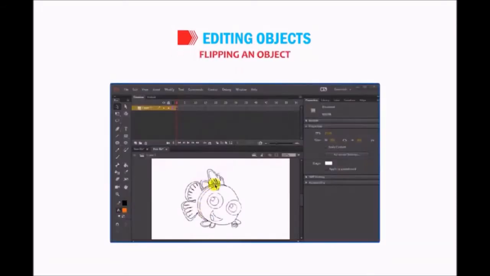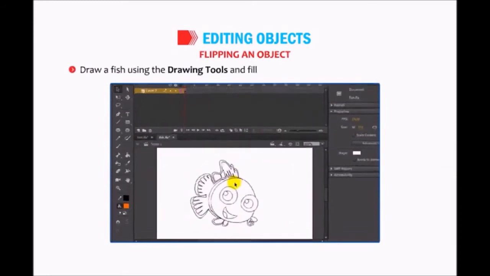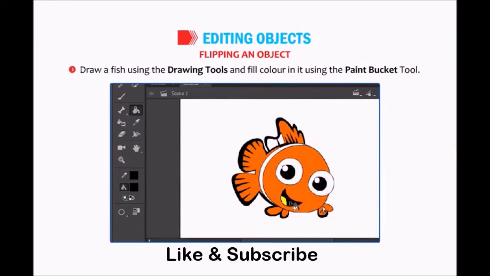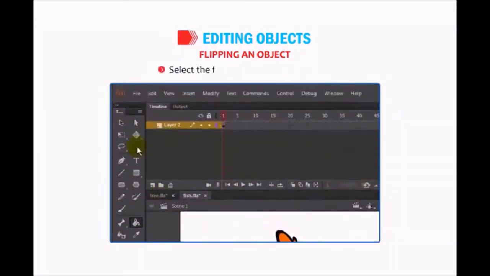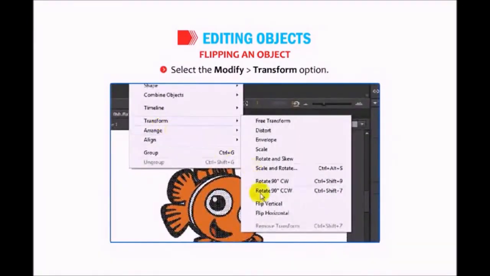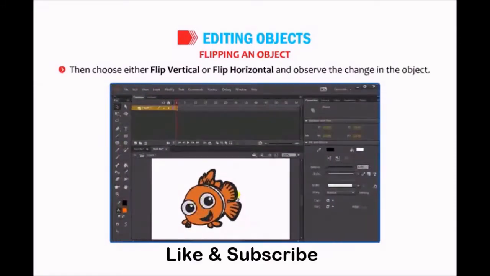Flipping an object. Draw a fish using the drawing tools and fill color in it using the paint bucket tool. Select the fish using the selection tool. Select Modify, then go to Transform option. Then choose either Flip Vertical or Flip Horizontal and observe the change in the object.